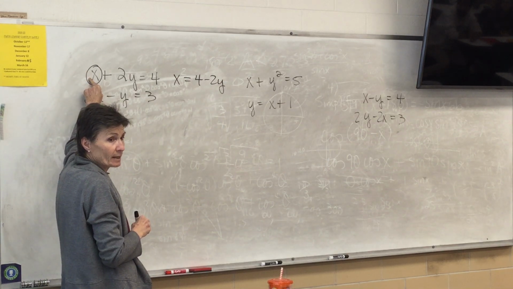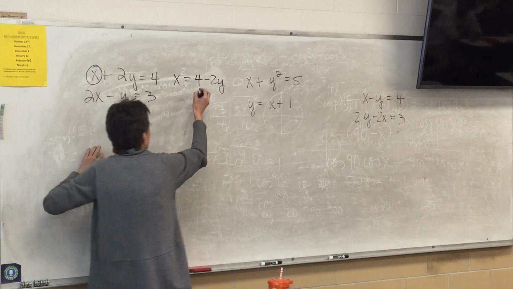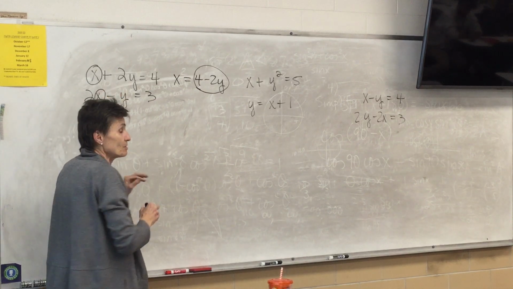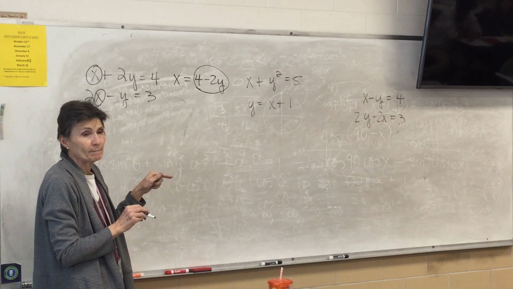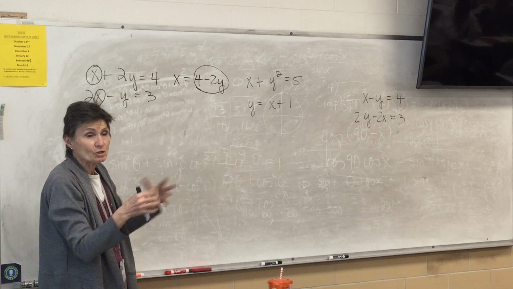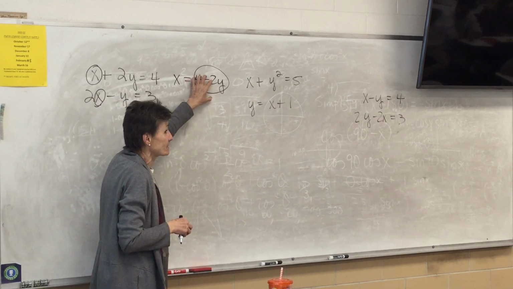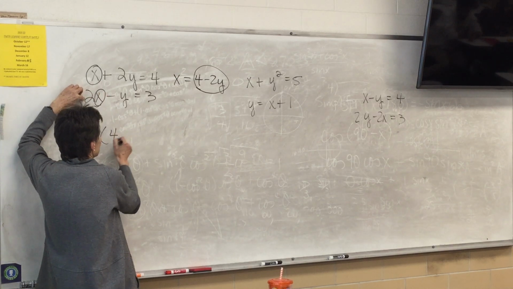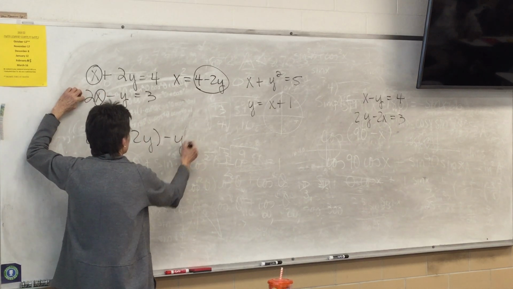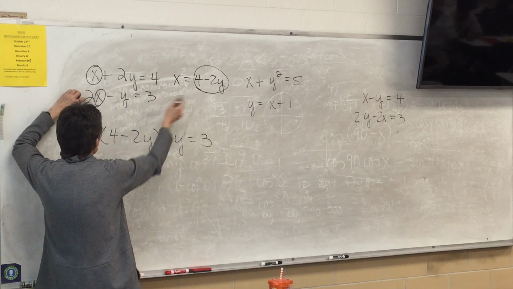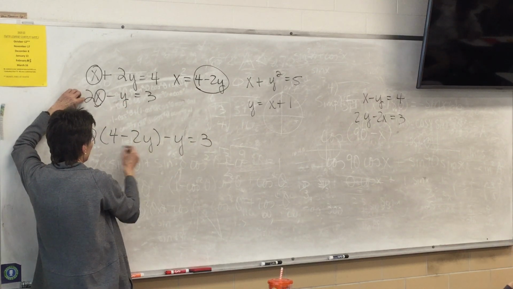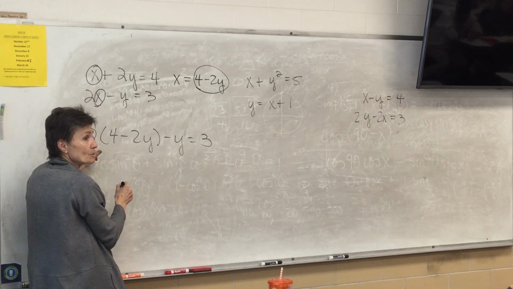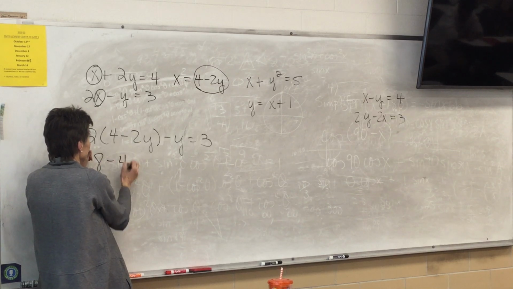Move the 2y to the other side. Then take this thing that x equals and plug it in to the other equation for the x. So we're substituting this in place of the x. So this equation then looks like this. I took that circled thing and put it right here, and then minus the y equals 3. So now I can distribute.